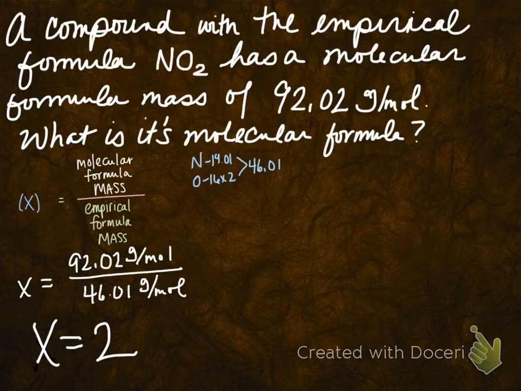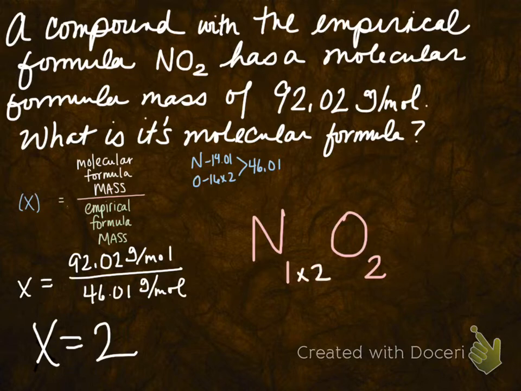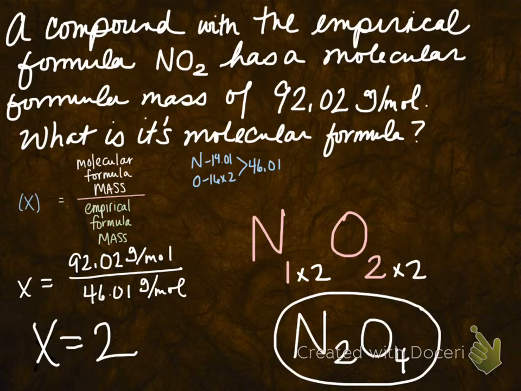But that doesn't actually get us our molecular formula yet, does it? Nope. We now have to use that multiplier on the subscripts in the empirical formula. It's going to look like this. We'll write down our empirical formula with its subscripts. Note that I've put a 1 in there, even though we don't normally use those. And we're going to multiply each of them by our multiplier x. That gets us N2O4. That's easy.